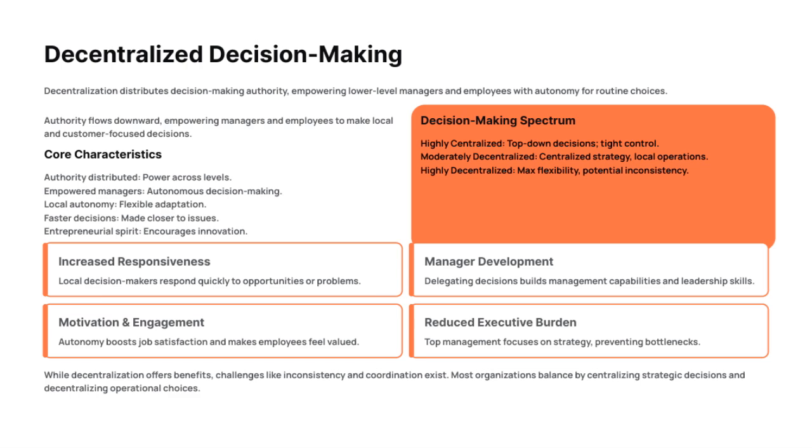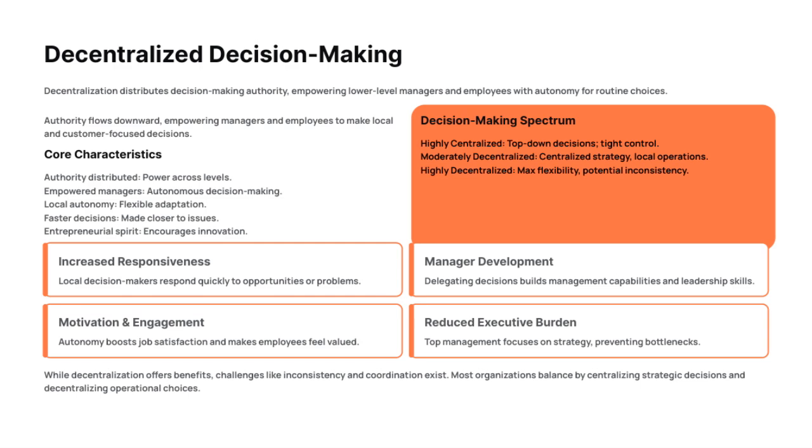Most organizations find a balance by centralizing strategic decisions while decentralizing operational choices. This approach allows top management to focus on overarching strategies, helping to prevent bottlenecks that can slow down decision-making. Decentralization also reduces the executive burden because employees gain more autonomy, which can boost job satisfaction and make them feel more valued. When employees are empowered to make decisions, it enhances motivation and engagement across the organization.